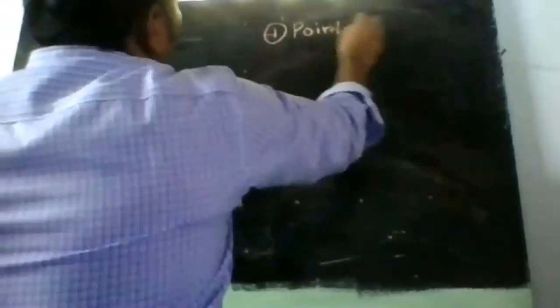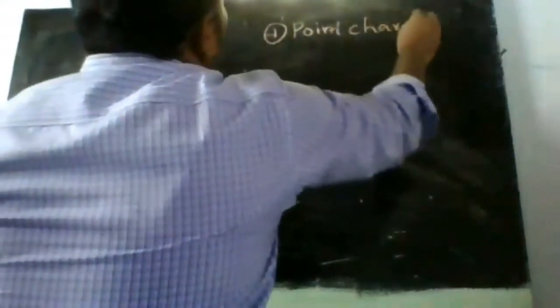Let us consider a simple example of a point charge. From here onwards it will be very simple and easy because E bar is already done. So point charge potential calculations are easy.